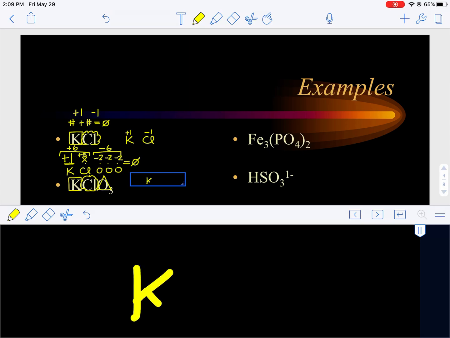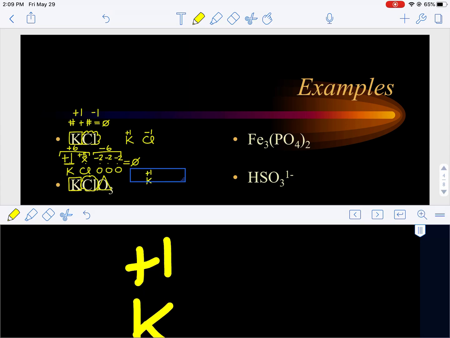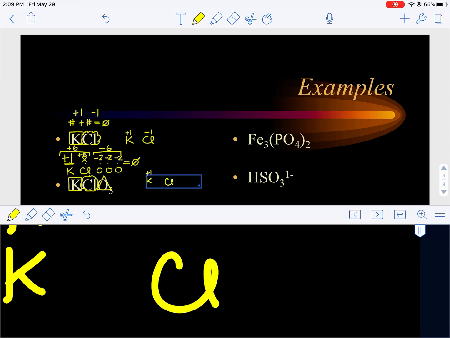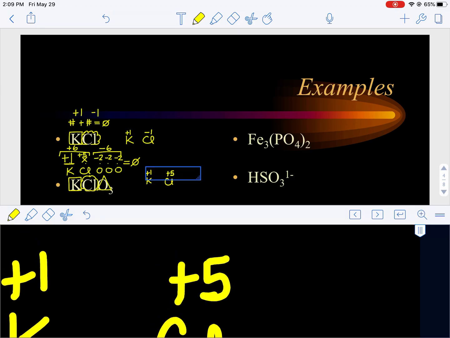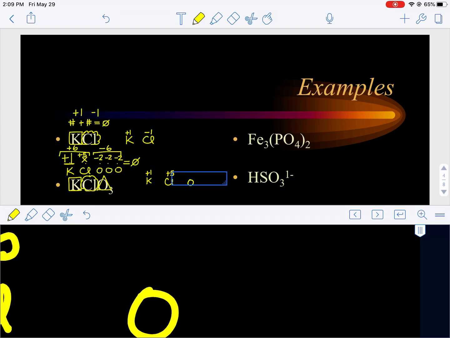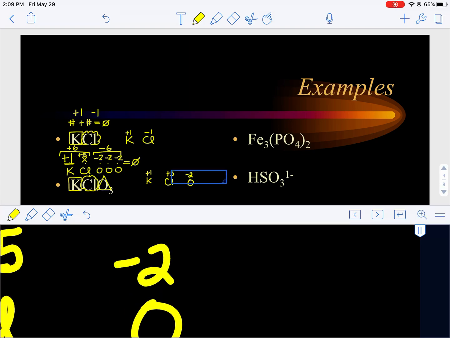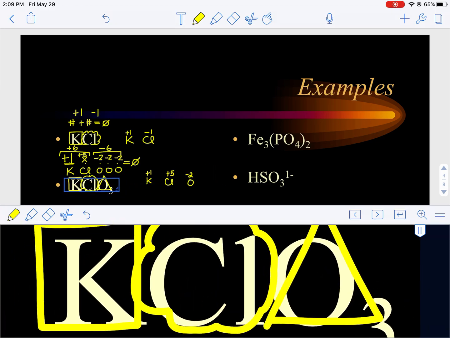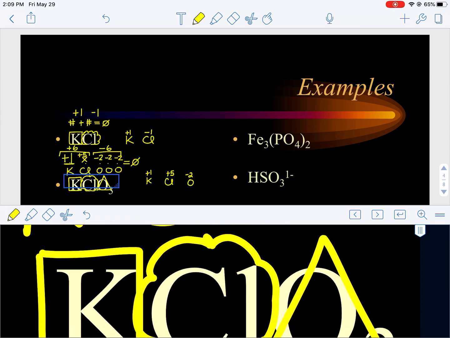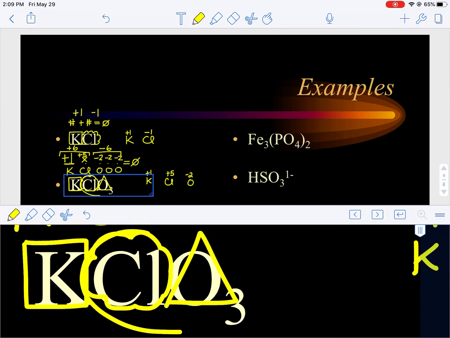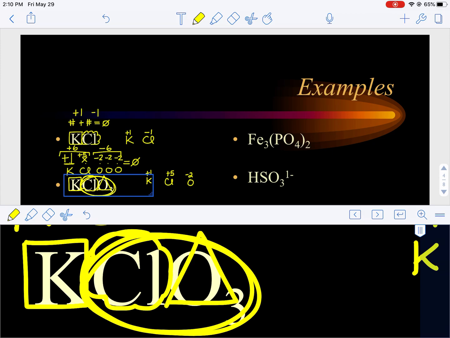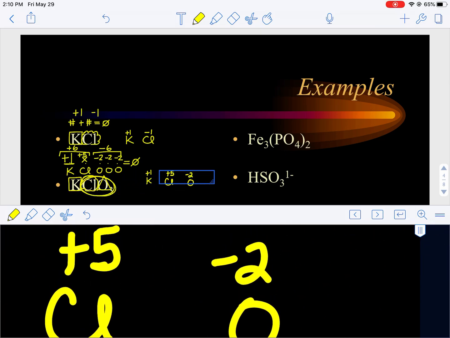Our answer then is written as such. Potassium with the +1 on top of it, chlorine with a +5 on top of it, and oxygen with a -2 written on top of its symbol. Let's talk a little bit more about what this means. KClO3. That's going to be an ionic compound where you have the potassium and the chlorate polyatomic ion coming together. But the chlorine and the oxygen are going to be held together with covalent bonds.